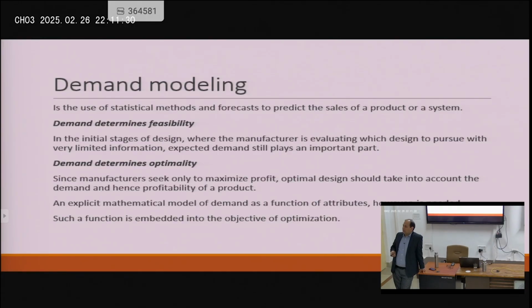And then demand determines optimality, in the sense that if you have good models and maximize profit, and you solve your objective optimization problem, then you can even talk about demand as an optimality. Remember, I said if you have all these good models, then yeah, the optimal design is the one that makes you the most money. So two things: demand determines feasibility in initial stages, but demand also determines optimality of your product. Is it a good product to make, a feasible product to make, will customers buy it, and will it make you profit?